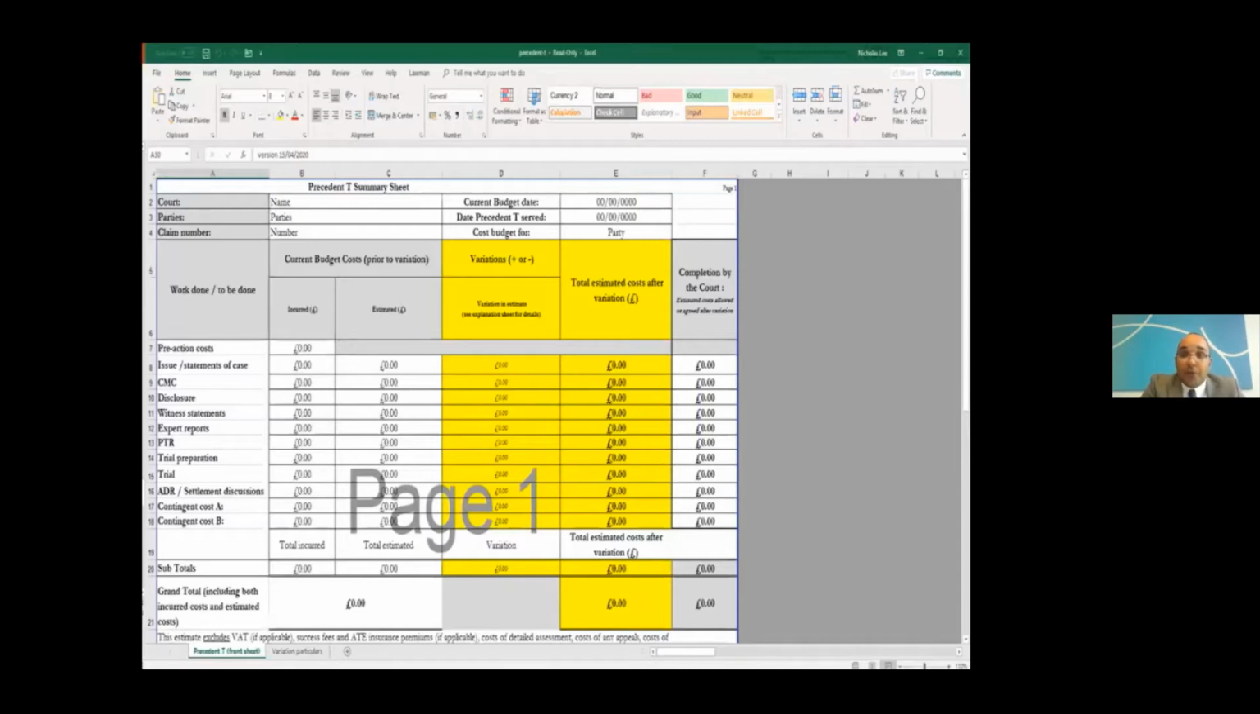I'm not sure what the consequence is of failing to do so, but I suspect we're most likely to see variations wanting to increase budgets. So within the yellow box, you have to set out what the proposed variation upwards is, and then in the final yellow box, you'll see there's a total estimated cost after the variation, and there's also a section for the court to complete the amount that they're allowing.